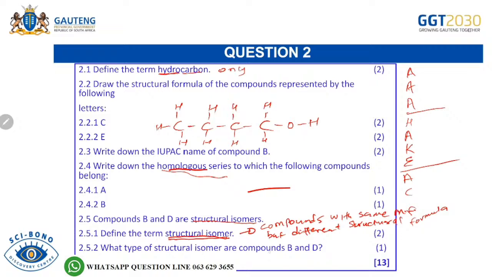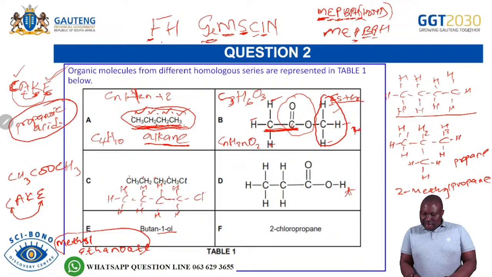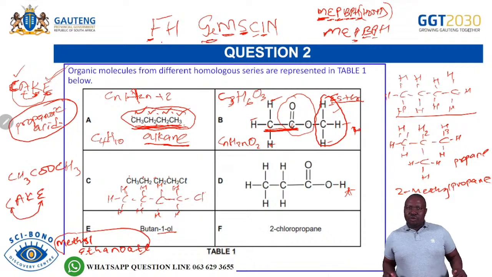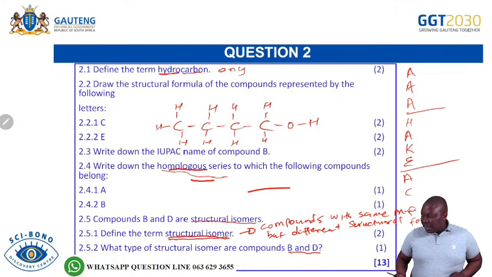What type of structural isomer are compounds B and D? Good, we've done that already, so it makes it easier. B and D were here. These are because the functional groups are not the same. Carboxylic acid and ester are two different functional groups. So you have to understand that because the functional groups are not the same, then that must be functional isomer. Remember I said what is different? What is different here is the functional group. These are esters, these are carboxylic acid. I hope you have understood that and you are enjoying the lesson as far as this is concerned.